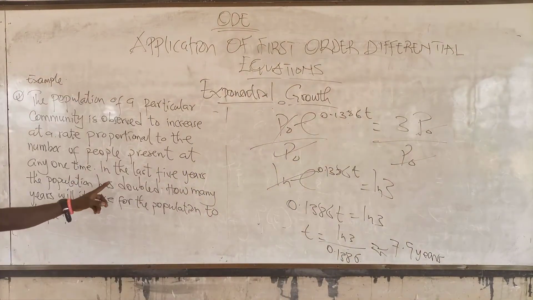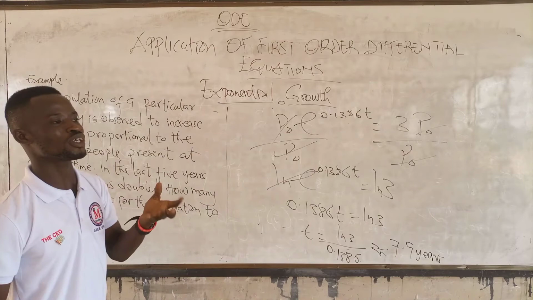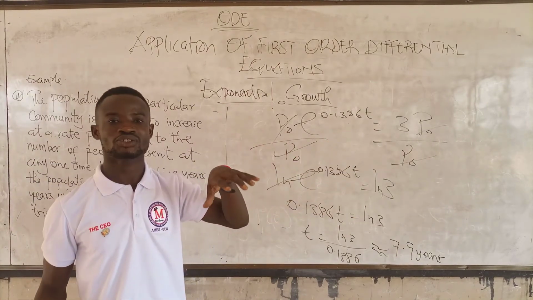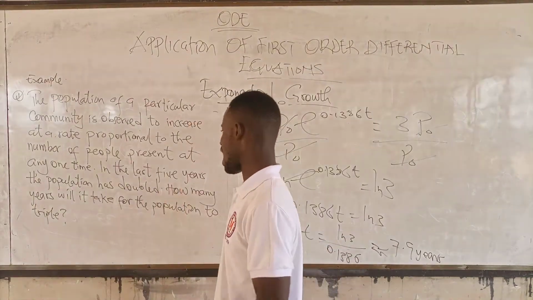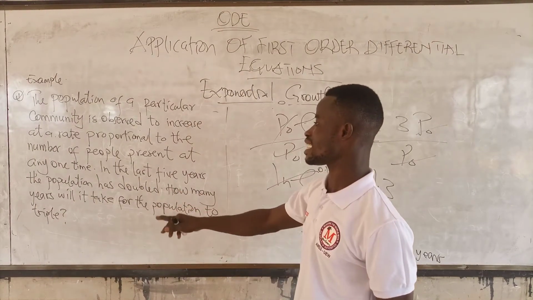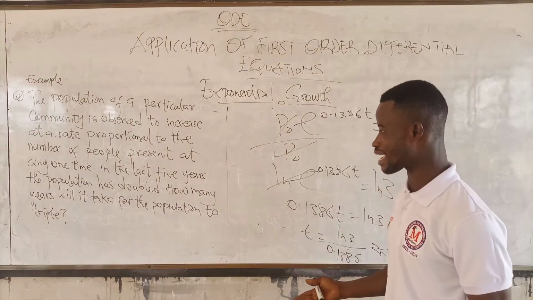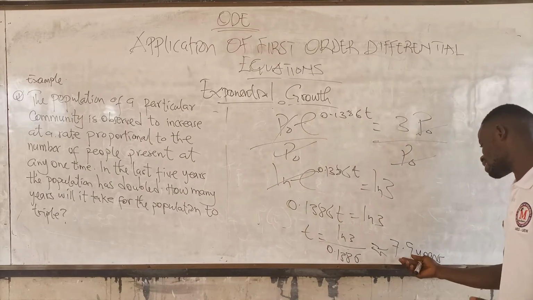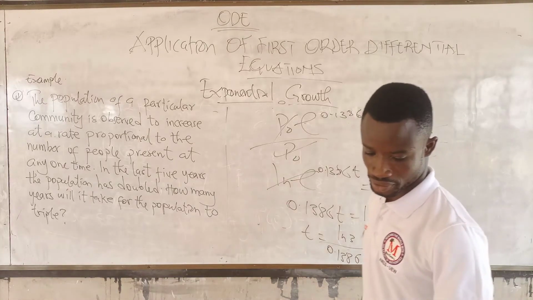Since here we know that in the last 5 years, the population has doubled. So for the doubling, we know the time. So that helped us to get the rate, which is the r. But how many years will it take for the population to triple? For that one, we don't know the time. So now that the rate is known, we can say that this one will be about 8 years for it to triple. It's not difficult, it's just easy. Alright? Very good. Thank you.